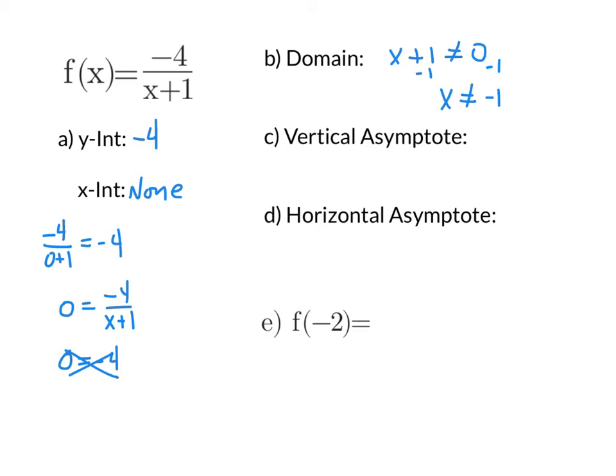Now this is directly related to the vertical asymptote. Since x is not allowed to equal -1, the vertical asymptote is the vertical line x equals -1.